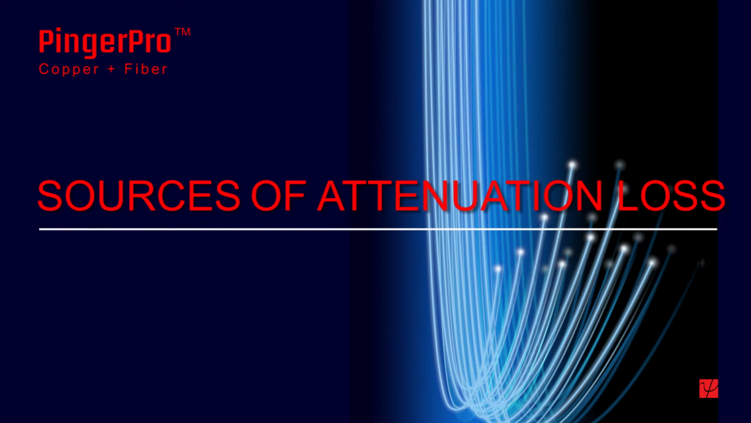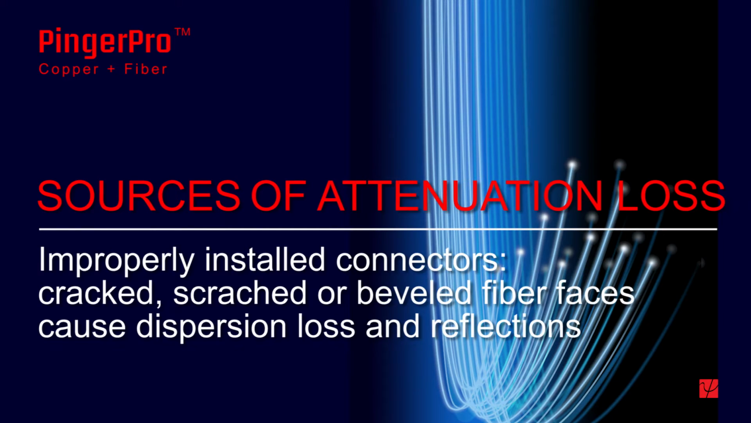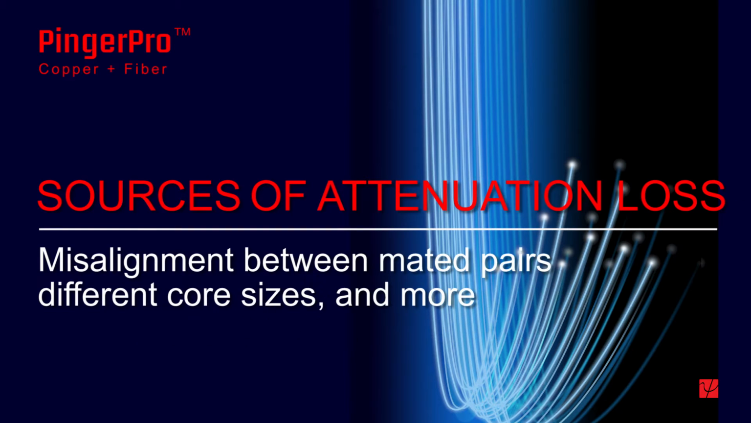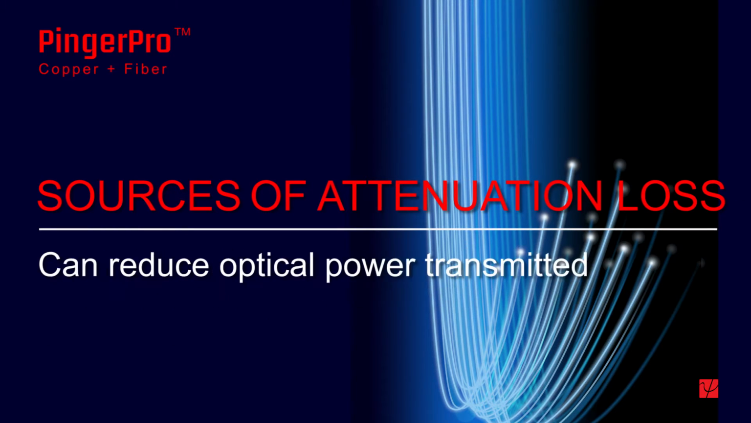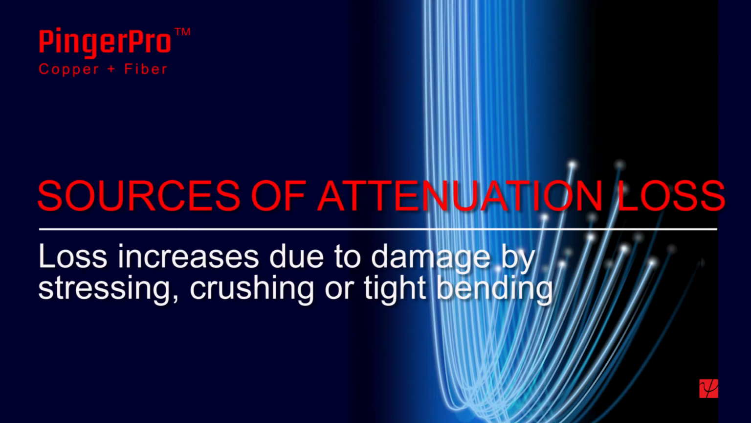Fiber cable installations can have very large attenuation losses due to improperly installed connectors. A cracked, scratched, or beveled fiber face will cause light dispersion and reflection, which increases loss. Misalignment between mated pairs of fibers or using fiber link components with different core sizes can significantly reduce the optical power transmitted. Attenuation loss increases when fiber cables are damaged due to overstressing, crushing, or tight bending.